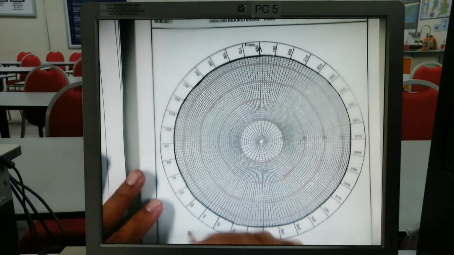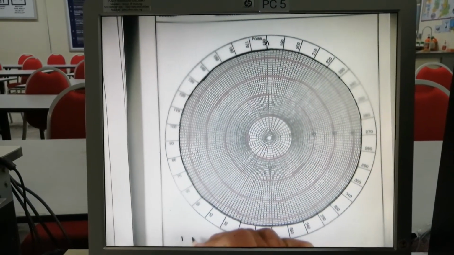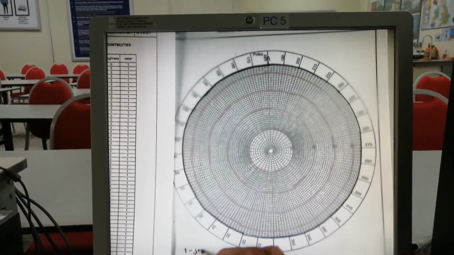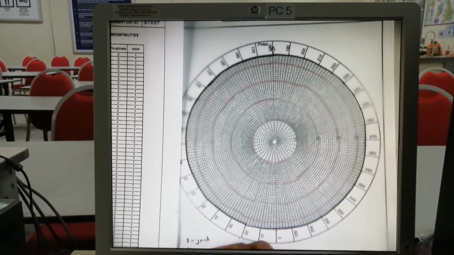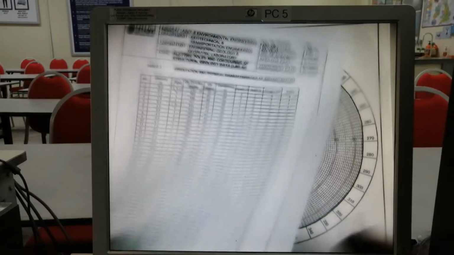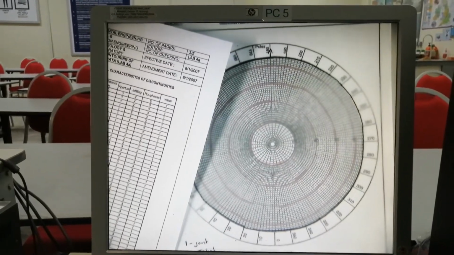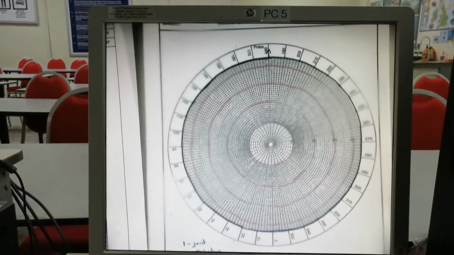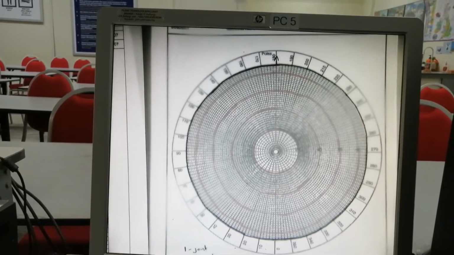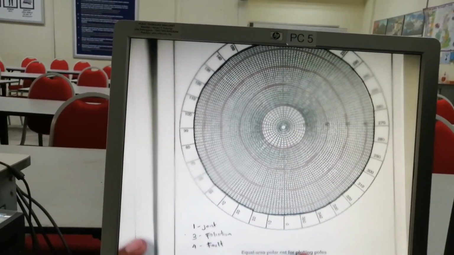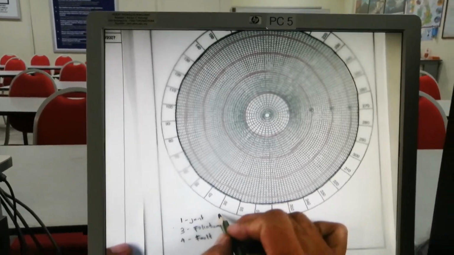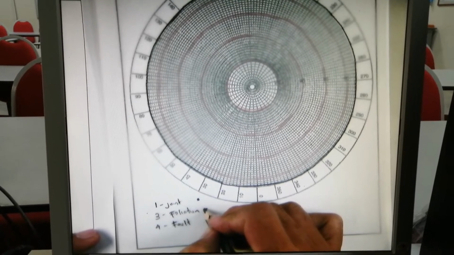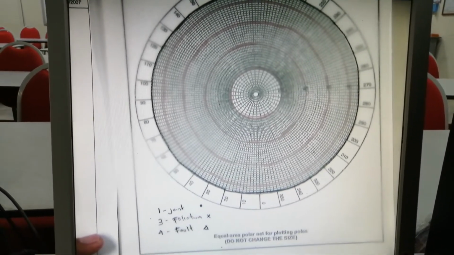For information, type 1 here is joint, 2, 3 is foliation, and 4 is fault. So when you draw the joint, you draw it like this, if foliation you draw like this, if fault you draw like this.